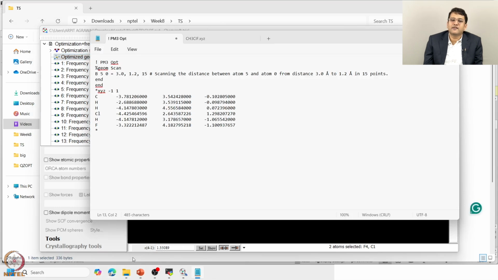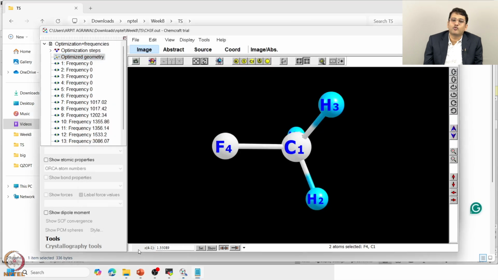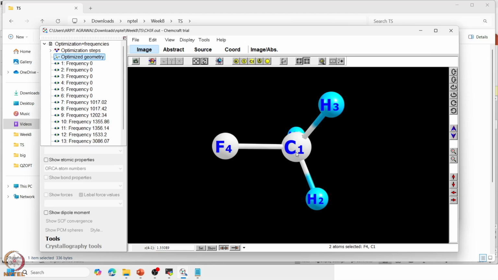Now, you may ask why I am scanning up to 2 when 1.35 is the equilibrium distance. It is unlikely that it will go beyond the equilibrium for the transition state; it cannot go in this way. But sometimes there are interesting features of the potential energy surface around the equilibrium, so it is a good idea to scan a little bit more.